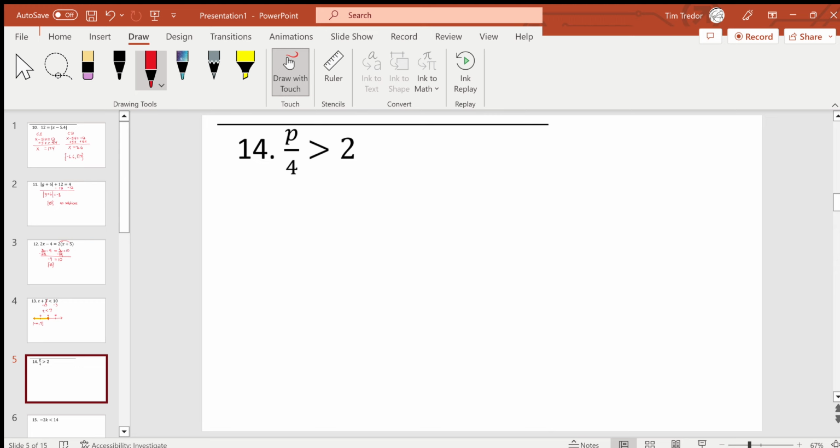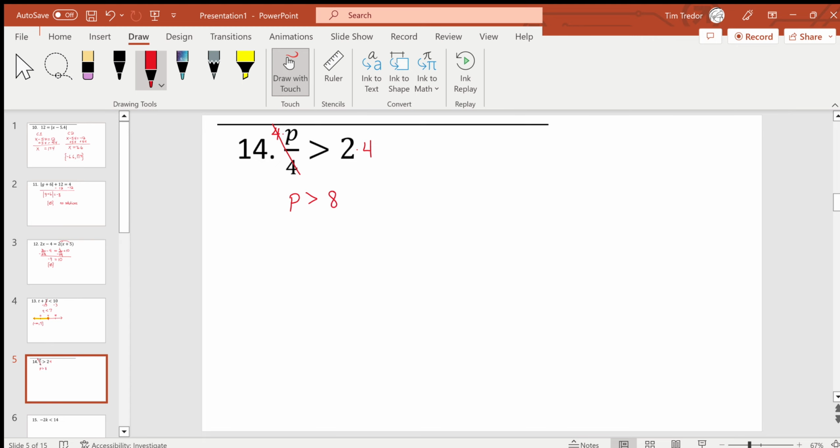All right, let's take a look at another inequality. P over 4, or P divided by 4, is greater than 2. In order to get the variable by itself, I'm going to multiply the numerator by 4. And I'm going to multiply the other side of the inequality by 4. And I get P is greater than 8.